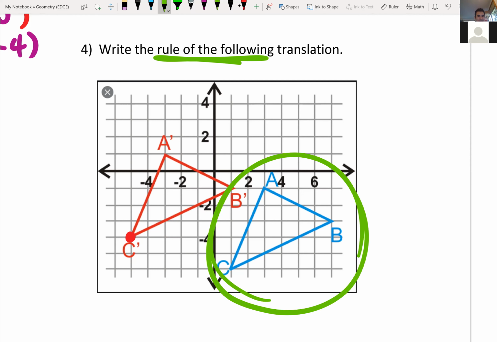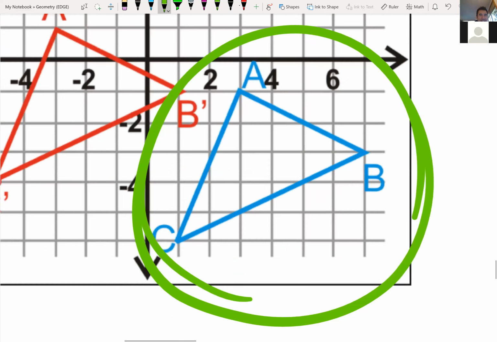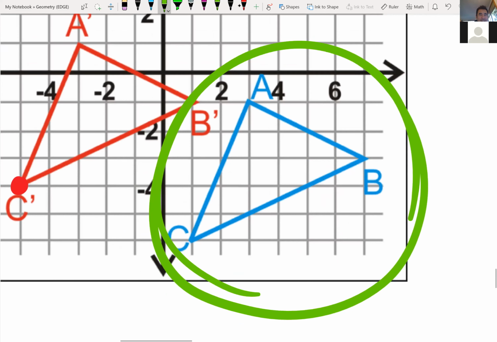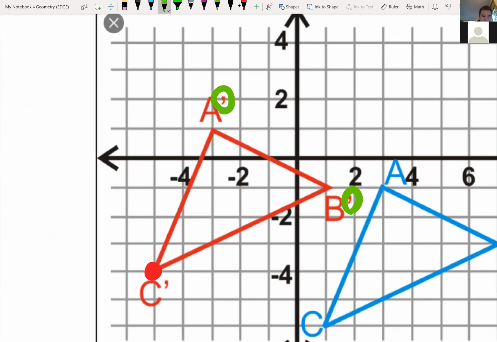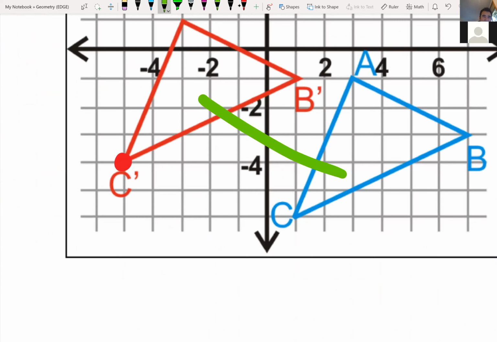How do I know that? Because the blue does not have any prime notation. Prime is always the after. And you see that red triangle? It's got the prime, prime, prime, right? That means we are going from blue to red, not red to blue. It's from blue to red. That's right. So in order for you to go from blue to red, no, I can't erase it.